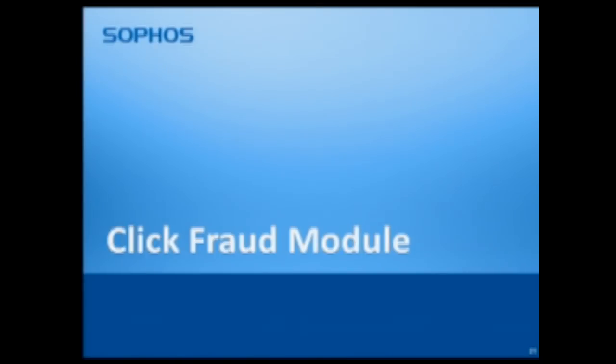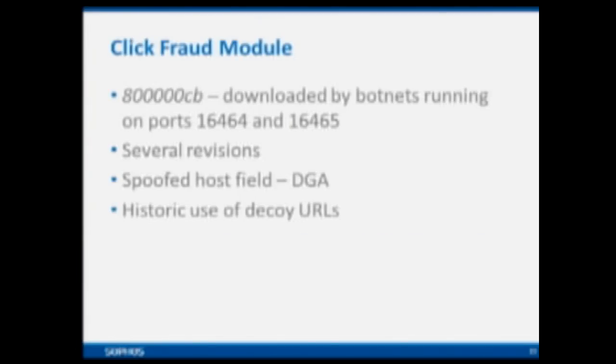So now let's take a look at the click fraud module. This is downloaded by two of the Zero Access botnets, the 32-bit version running on port 16464, and the 64-bit version running on port 16465. This module has been very actively maintained, going through a number of revisions, but most of the changes center around the interplay between client and server to retrieve the click fraud URLs and process them.